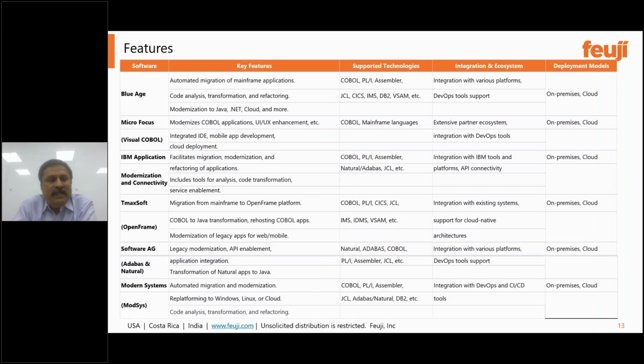Now, apart from this, there are many other tools you will see in the market which can do everything from analysis to mapping to refactoring to automation in an automated way, and a few of them have limitations. So Blue Age, as we spoke, is very good at refactoring. Micro Focus has end-to-end capabilities of application migration, rehosting, and replatforming. Visual COBOL, OpenFrame, COBOL to Java transformation is what it is good at. Software AG can do a good job in legacy modernization and API enablement. So there are many tools, and based on our requirement and our application analysis, we can choose the tools that are best suited to do the job.